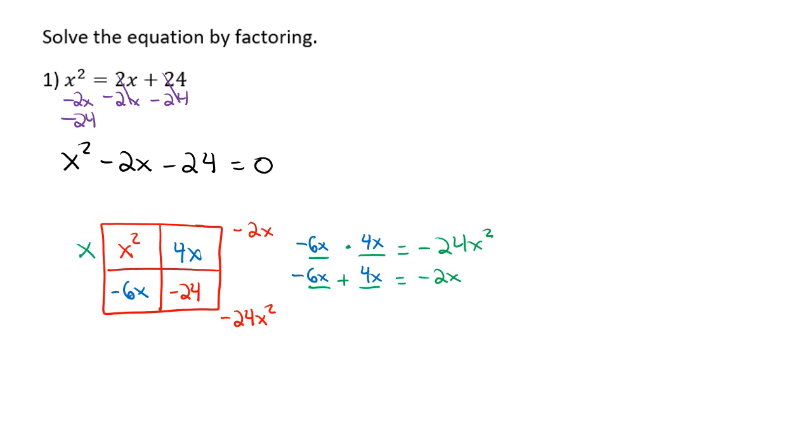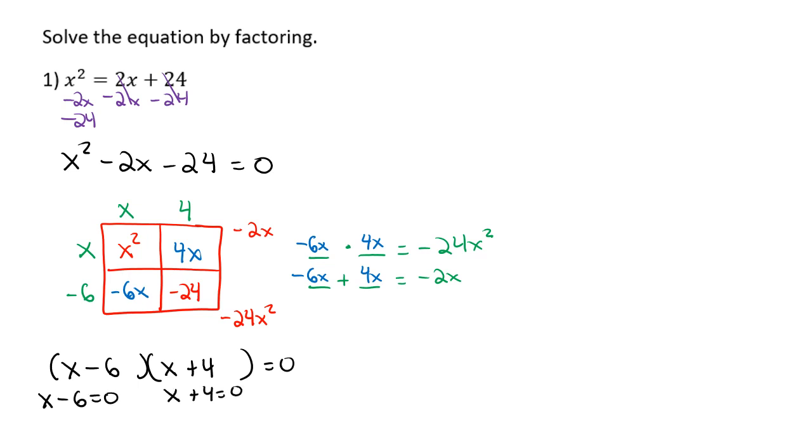All right, so x times x makes x squared, x times 4 makes 4x, and x times negative 6 gets us negative 6x, and negative 6 times 4 is negative 24. So now our factors are x minus 6, x plus 4 equals 0. Now we'll use the zero product property where we'll have x minus 6 equals 0 and x plus 4 equals 0. You simply solve this equation by adding 6 to both sides, so x equals 6. And for this equation, x plus 4 equals 0, minus 4 to both sides, so x will equal negative 4.